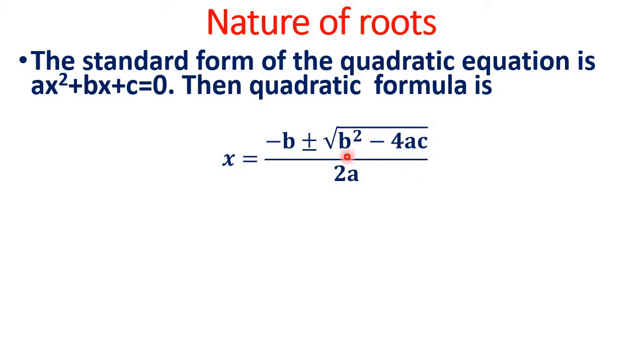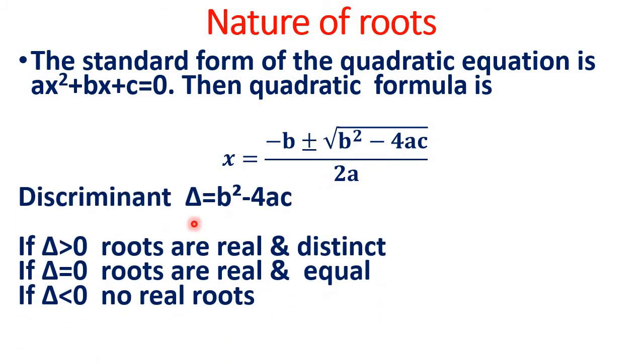So in this formula, b square minus 4ac, which is there inside the root, is called the discriminant of the quadratic equation. So the discriminant of the quadratic equation, delta, is equal to b square minus 4ac. Here some conditions are there.